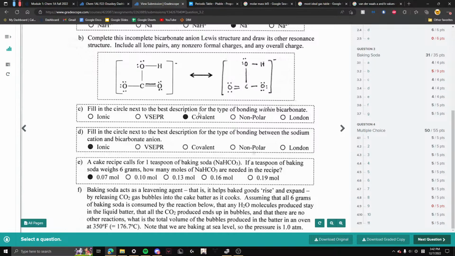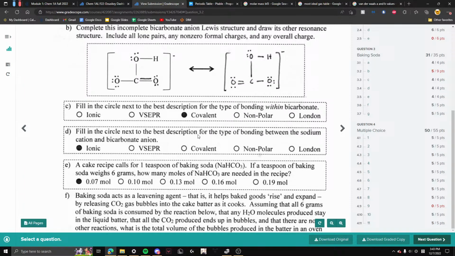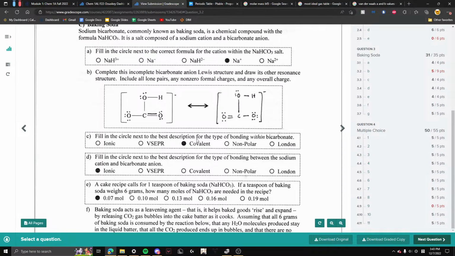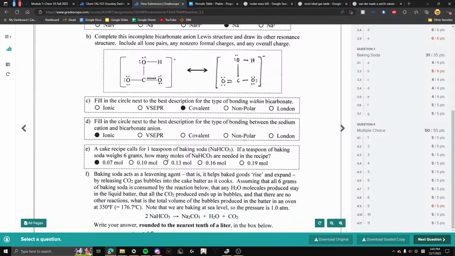So within bicarbonate, if it's within, it's going to be covalent because it's sharing electrons. If it's saying between, it's ionic because it's an ion plus the bicarbonate. And then a cake calls for 6 grams. This is just molar mass. So 6 divided by molar mass to find moles, and it's that.